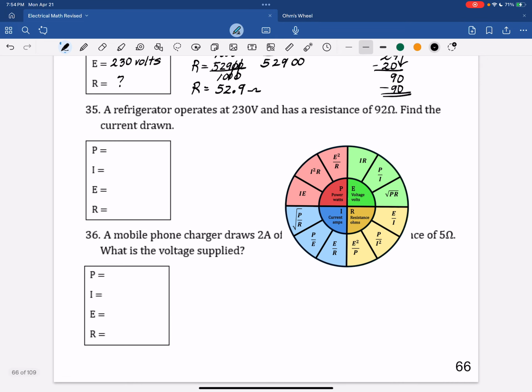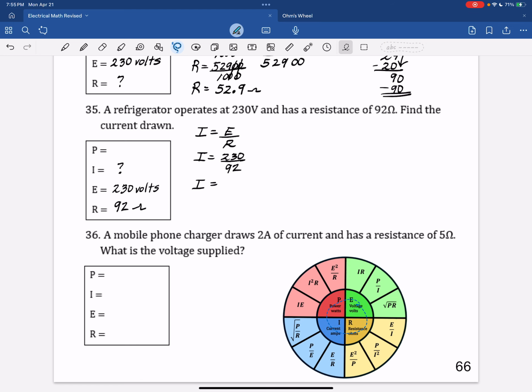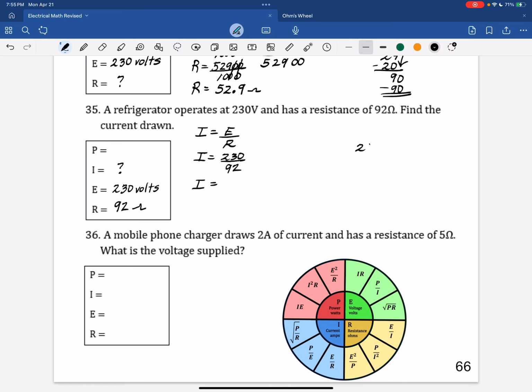A refrigerator operates on 230 volts and has a resistance of 92 ohms. Find the current drawn. So I'm looking for I, and I know E and R. It's going to be this formula. So we have 230 divided by 92. And so without a calculator, we have a little bit of work to do. 230 divided by 92.